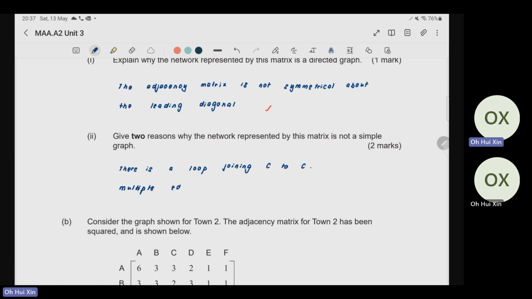Sorry, I don't know why my pen today is a bit funny when I'm writing.